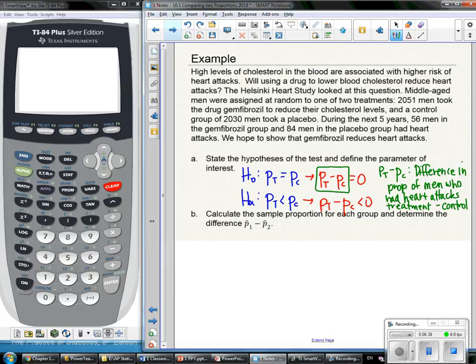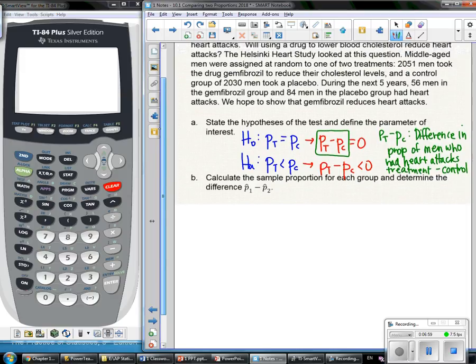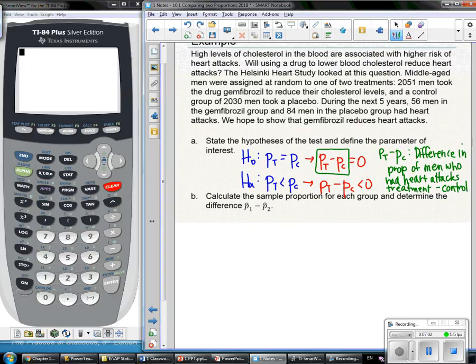Part B, we're actually going to go through this process kind of by hand, talking about the sampling distribution of this new random variable, and then I'll rely on the calculator and we'll do a test of significance using technology in just a minute. The next thing we want to do is look at the sample proportions for each group and then determine the difference in those sample proportions. So one of the things that I think is helpful, because there's so much information, is to create a table. So I'm going to create a little table where I've got my treatment here and my control here. And then I just want to outline the information that I have.